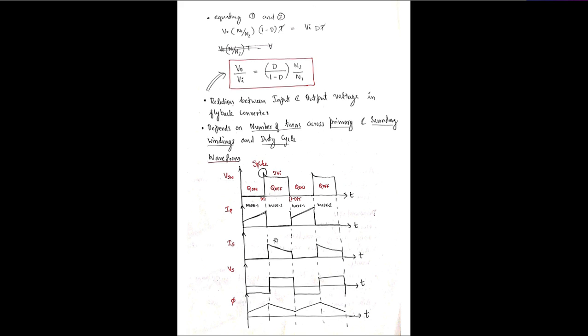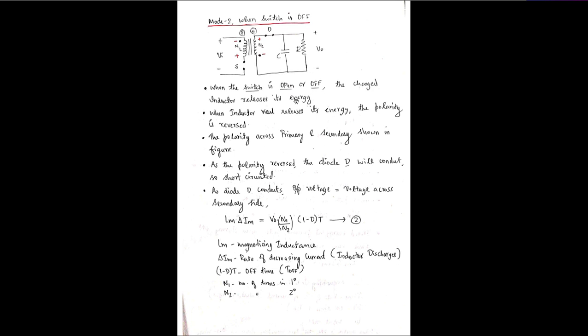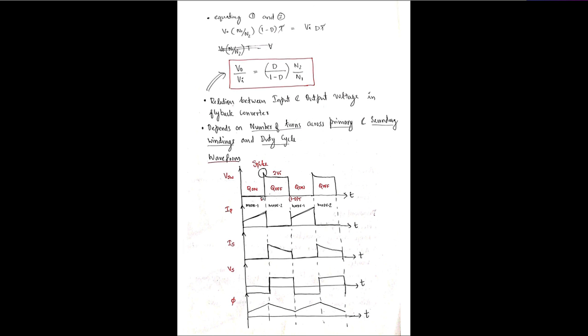So this is the waveform. When the switch is on, the voltage across this switch will be 0, which is what is shown here. The primary current will be increasing as the inductor is charging. On the secondary side, no current will be there, because the polarity is opposite and the diode will be reverse biased. Diode is reverse biased now, so there is no current in the secondary side.